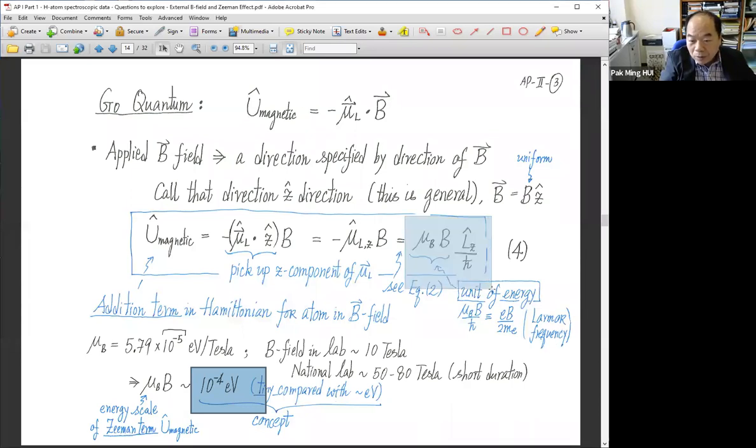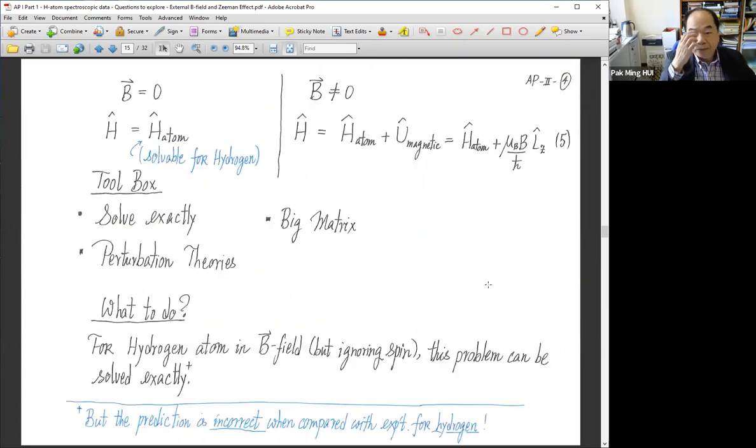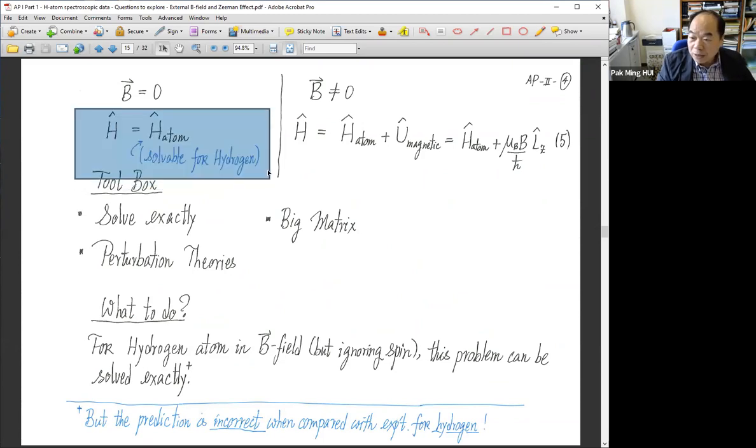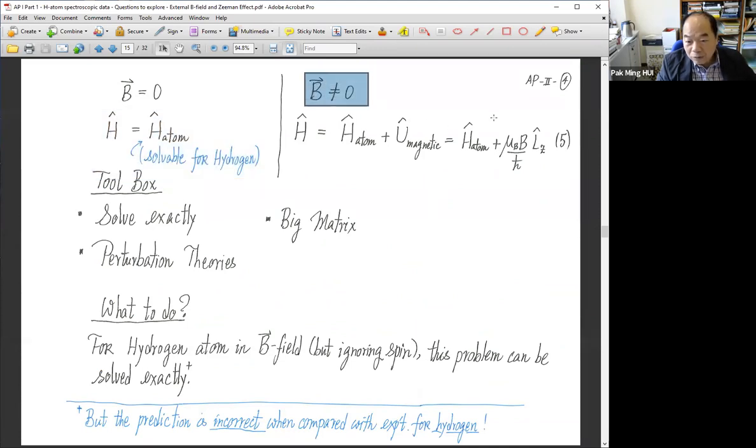Take one more look at the perturbation term. This is mu B times B, setting the scale of the interaction. Then you have the Z component of orbital angular momentum divided by h bar. With no field, we know how to solve the hydrogen atom Hamiltonian. With the field, we found that we need to add a term.